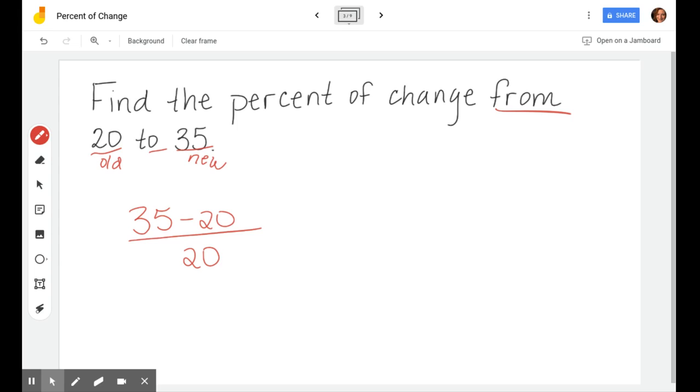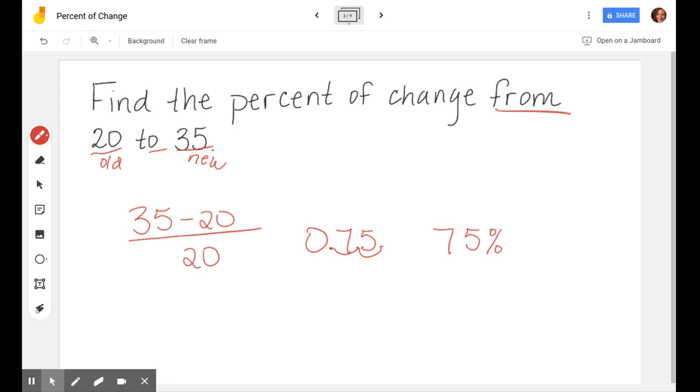35 minus 20 is 15. 15 divided by 20 is 0.75, but I'm not quite done because remember that last step was to scoot to the right. So I'm going to call this 75%. Now, because I got a positive answer, that indicates that it was an increase. We also know that because to go from 20 to 35, it goes up, right? So this was a 75% increase. To get from 20 to 35 is a 75% increase.